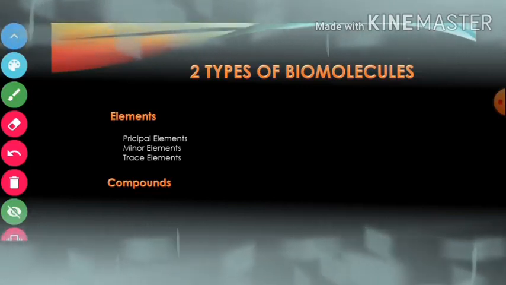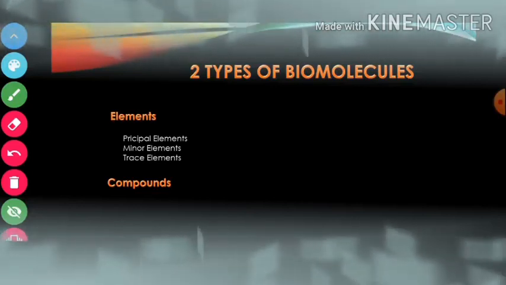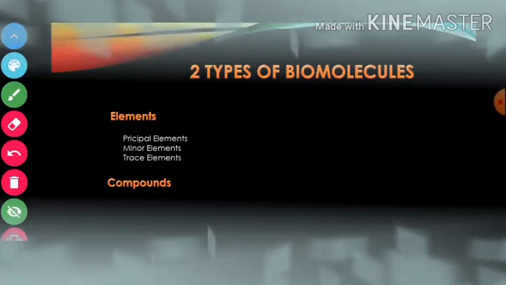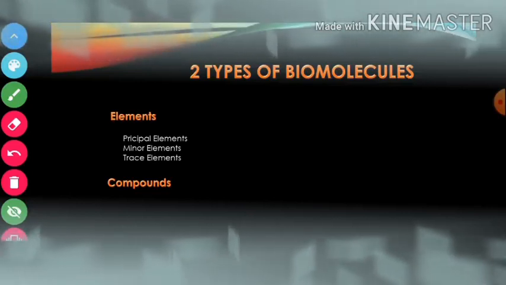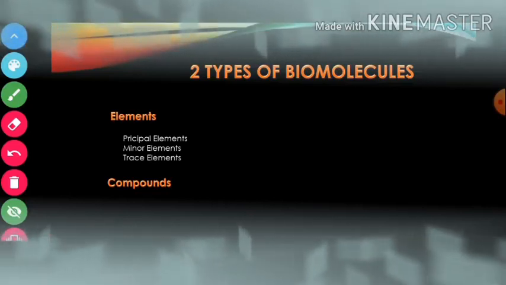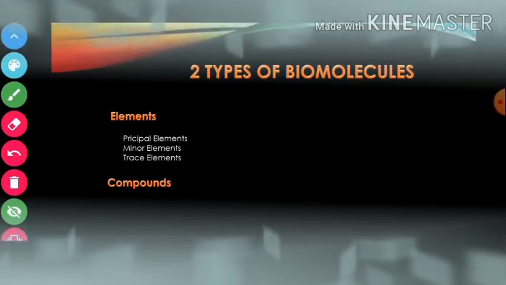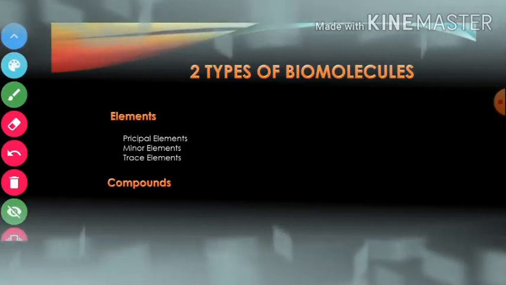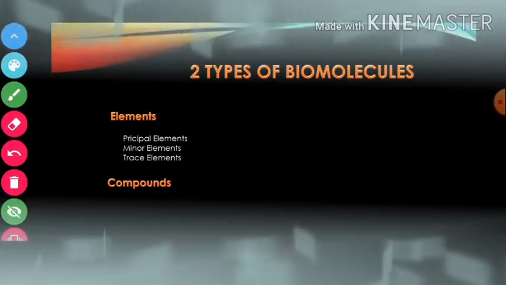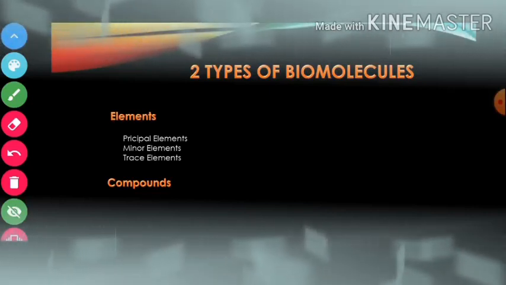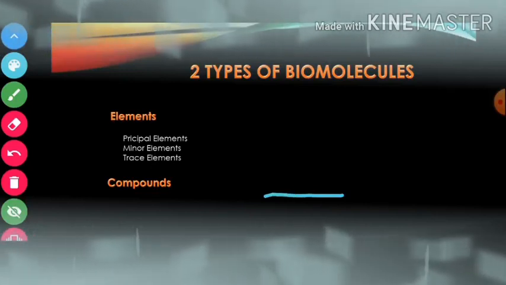The second type of biomolecule is the compound, and the compounds of life are termed biological compounds. A compound is a substance composed of atoms of two or more different elements in a specific proportion with a specific pattern of bonds. They are known as compounds.